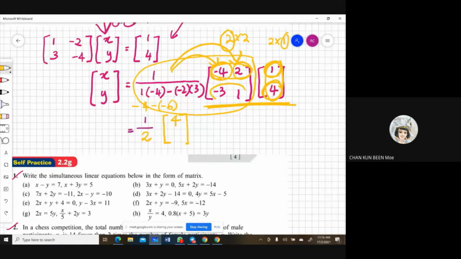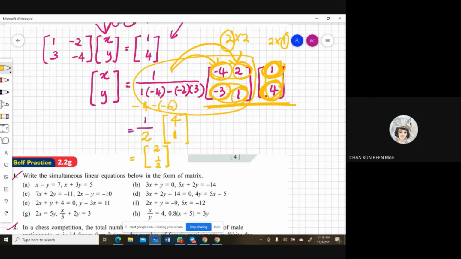Now, the calculation on the second part here. Negative 3 times 1 is negative 3, plus 1 times 4 is 4. So negative 3 plus 4 is 1. Lastly, we write down here nicely. So 1 over 2 times 4, we get 2, right? 1 over 2 times 1 remains the same, so it's still 1 over 2.